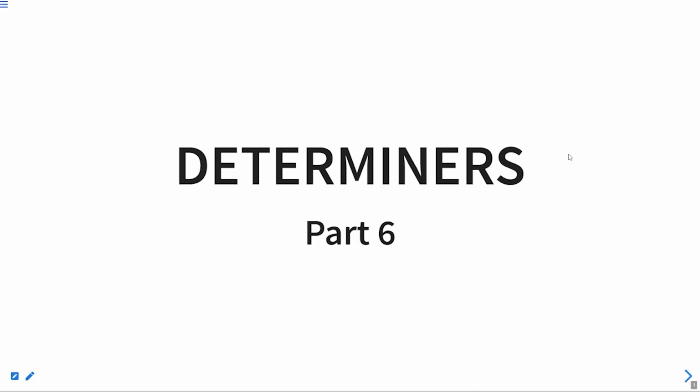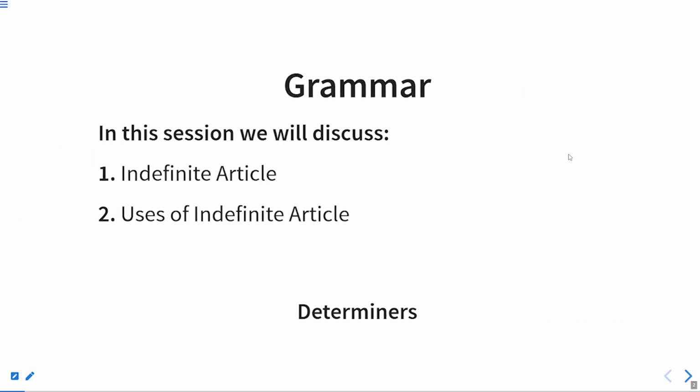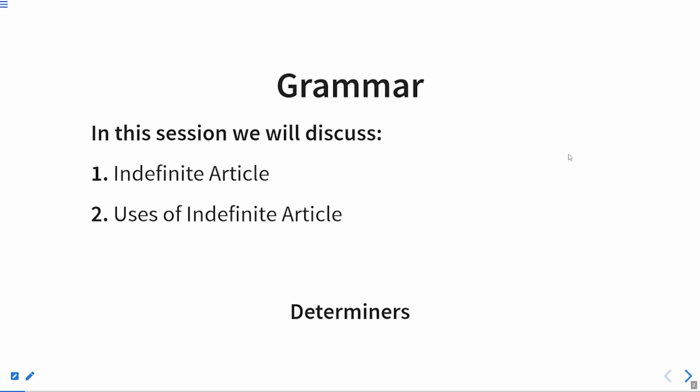In this session, we are going to continue with our chapter Determiners. Now, this is part 6. In our earlier sessions, we have already discussed determiners in various segments. In fact, we started articles, because articles are part of determiners, and in our earlier session we discussed the definite article. Now, in this part 6, we are going to discuss the indefinite article.